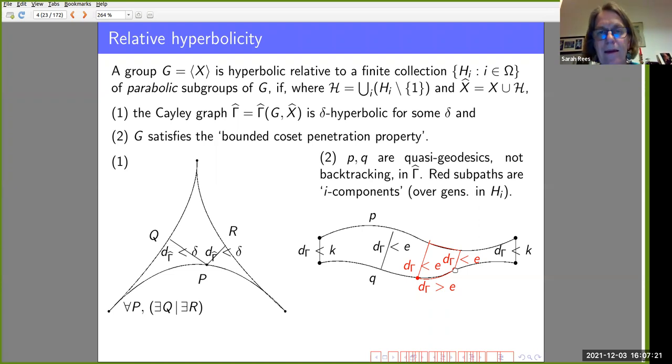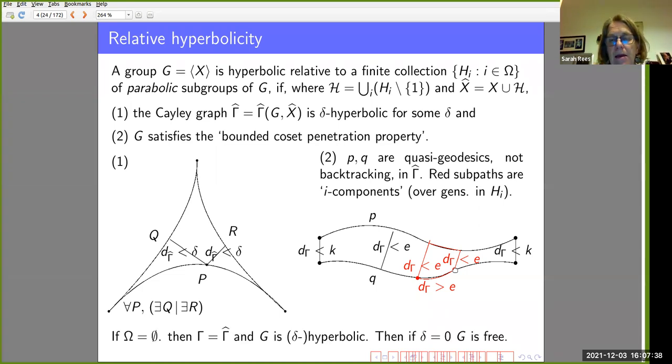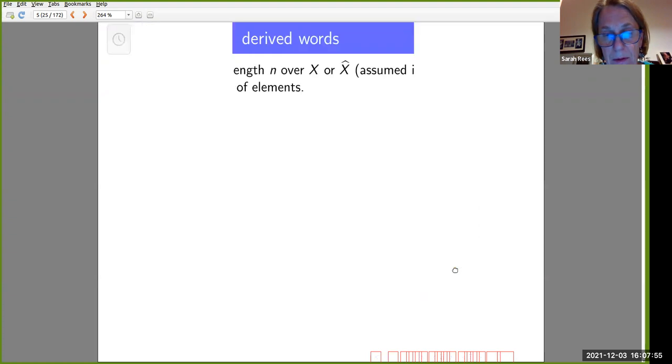Anyway, we are assuming that the bounded coset penetration property holds for our relatively hyperbolic group, which is the stronger condition of relative hyperbolicity that most people, I think, use most of the time. Okay? So obviously, if we don't have any of these parabolic subgroups, if we have an empty set of parabolic subgroups, then this collapses to the definition of hyperbolicity. And if we set delta to be zero, then we get the definition of a free group, right?